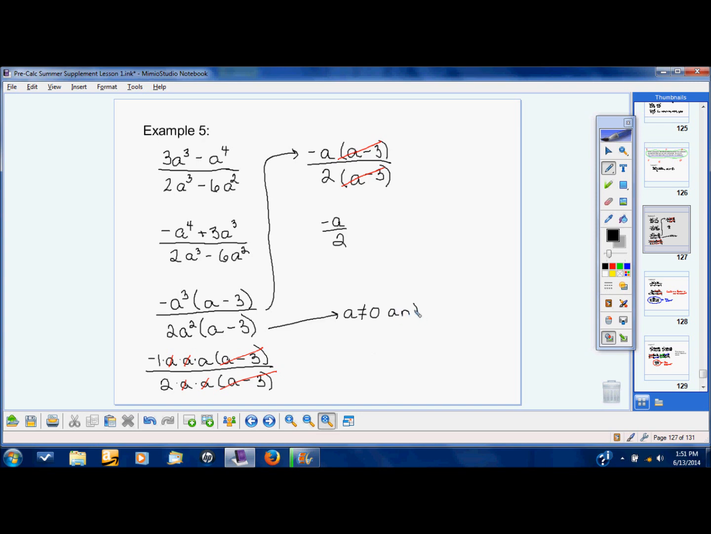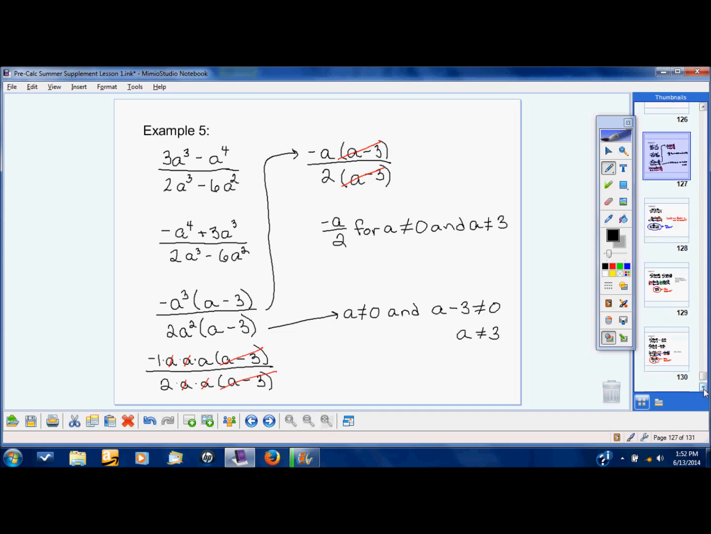But there's another one, and that's A minus 3. A minus 3 also can't be 0, because if that was a 0, it would turn this into an undefined fraction, and we can't have that. That means that A can't be 3, because you add 3 to both sides and you find out. So our real exclusion here is that A can't be 0 and A can't be 3. So sometimes there's a couple of things that a particular variable cannot be in the final solved, simplified version.